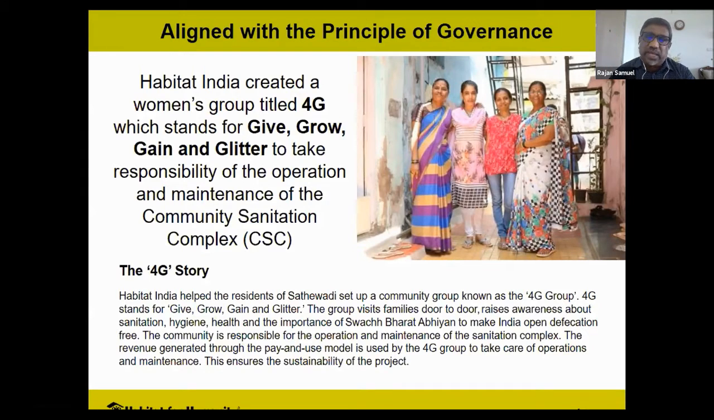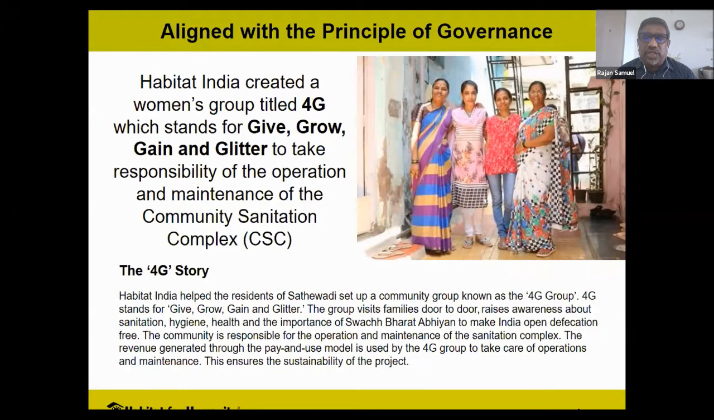They should be able to maintain it. That's the story of this 4G group, and you see them. One of them runs a beauty parlor in the slum. More than 1,200 families live in this slum, and they're all entrepreneurs. They all run their enterprises, and so that's the first principle of governance.